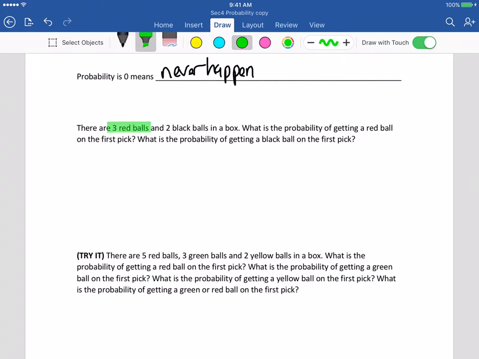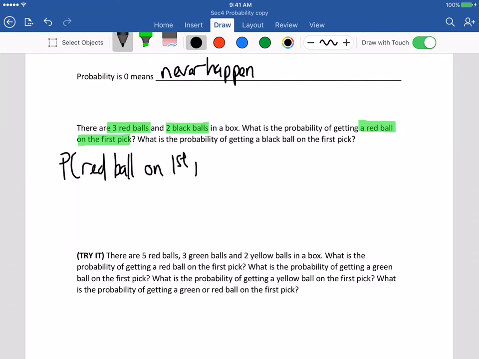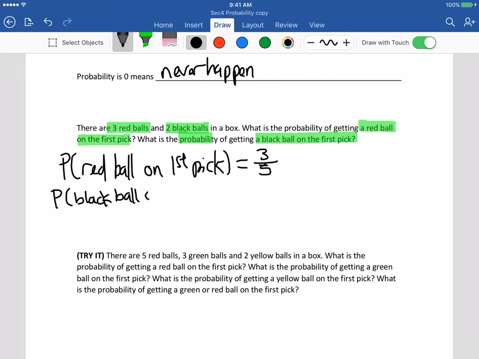So let's try first. In this box, there are 3 red balls and 2 black balls. What's the probability of getting a red ball on the first pick? The probability of getting a red ball on the first pick will be just 3 over 5. That's the answer. Next, what's the probability of getting a black ball on the first pick? How many black balls are there? 2 over the total number of balls, which is just 2 over 5.